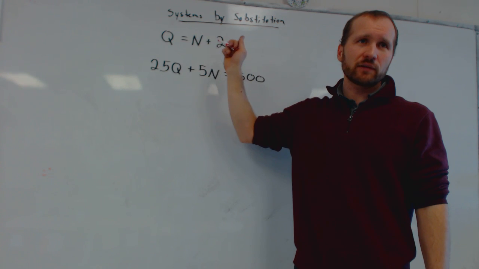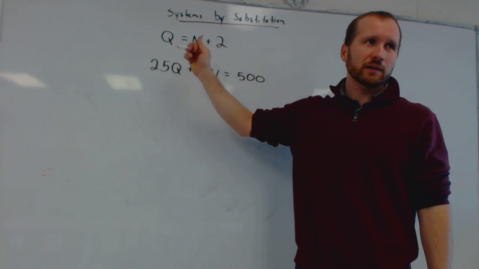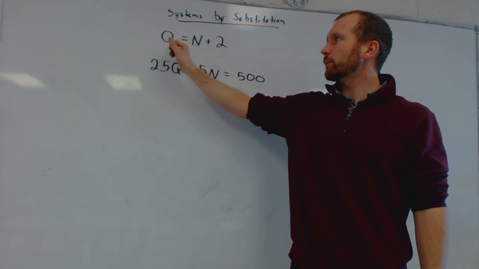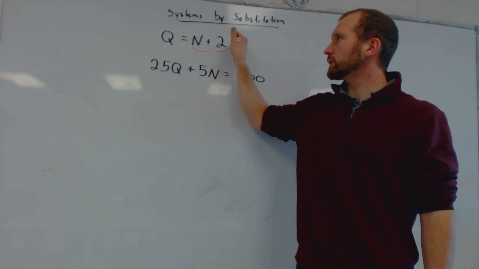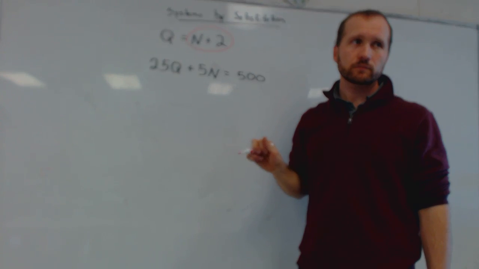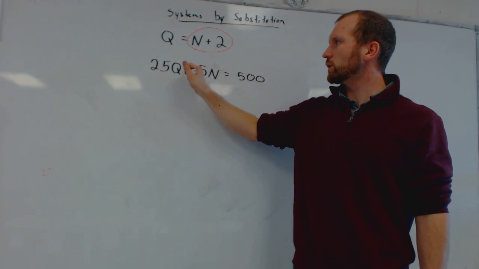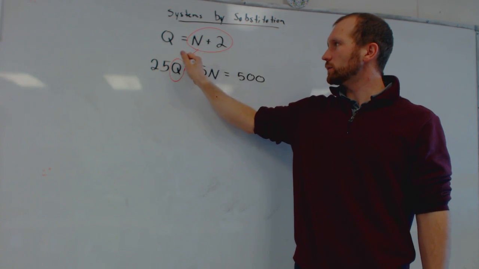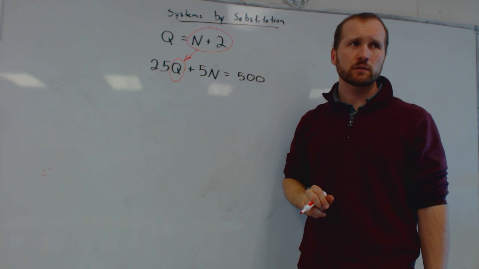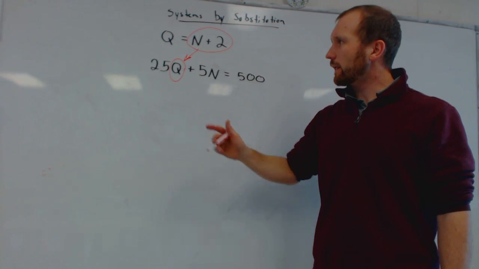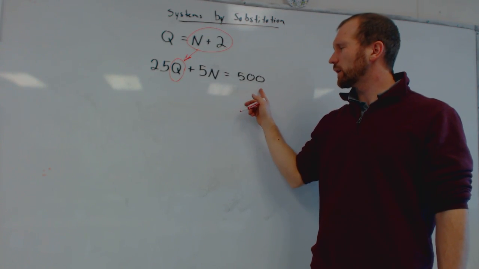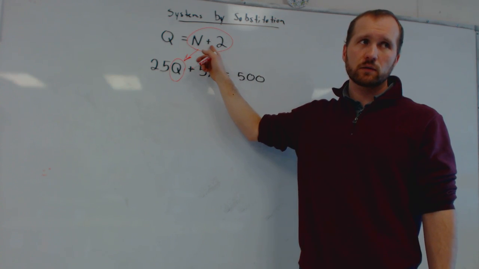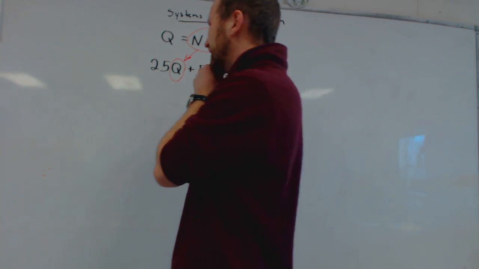I like to use kind of what I call Gary's circle method to do the next step. So I say, here's Q. Q equals n plus 2. And then I rewrite this equation, except instead of Q, I'm going to write n plus 2. So that looks like this.